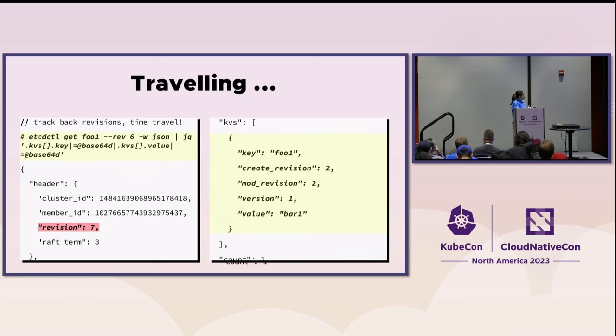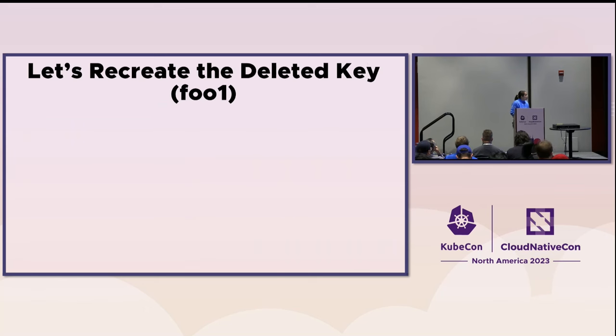But if I go back one revision, if I ask it to give me the value of the foo1 bar1 key pair at revision 6, I'll be able to get my data here. So I can see it is giving me a key value pair, which has a create revision of 2, mod revision of 2, and that is exactly the time when we had created the foo1 bar1 pair for the very first time. So we know that this key should not be present. It has a tombstone marker.